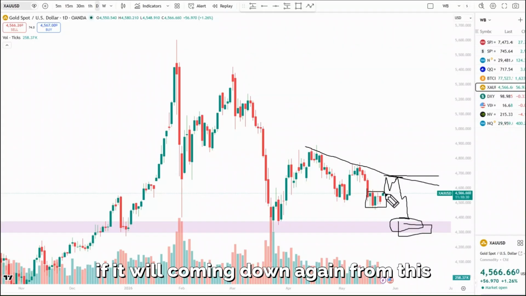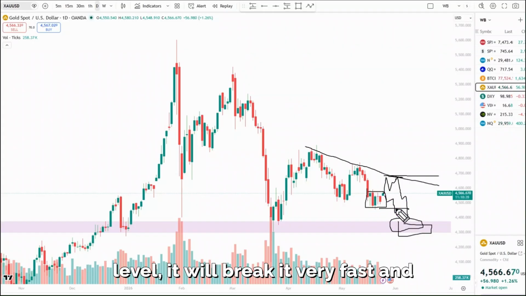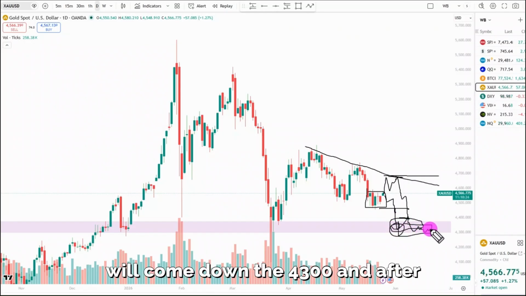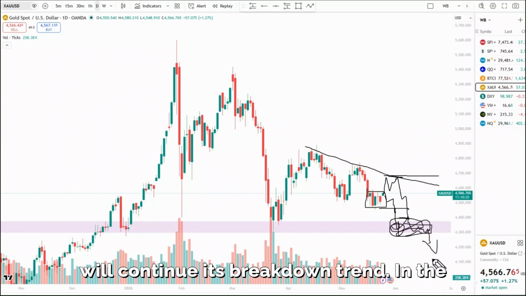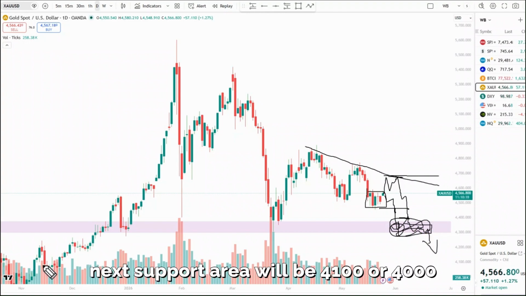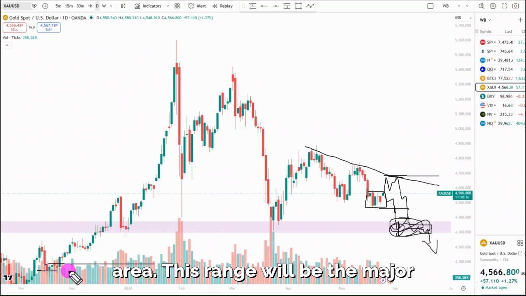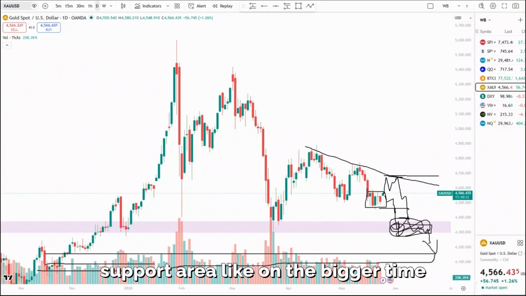And if it comes down again from this level, it will break it very fast and come down to 4,300, and after consolidating a few days in this range, it will continue its breakdown trend, and the next support area will be 4,100 or 4,000. This range will be the major support area on the bigger time frame.